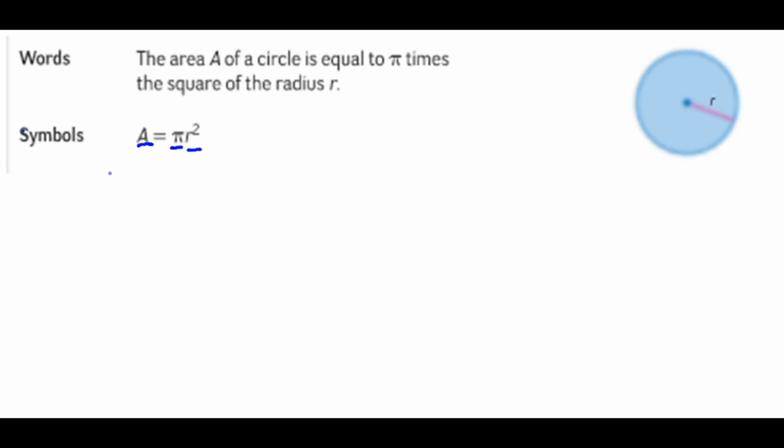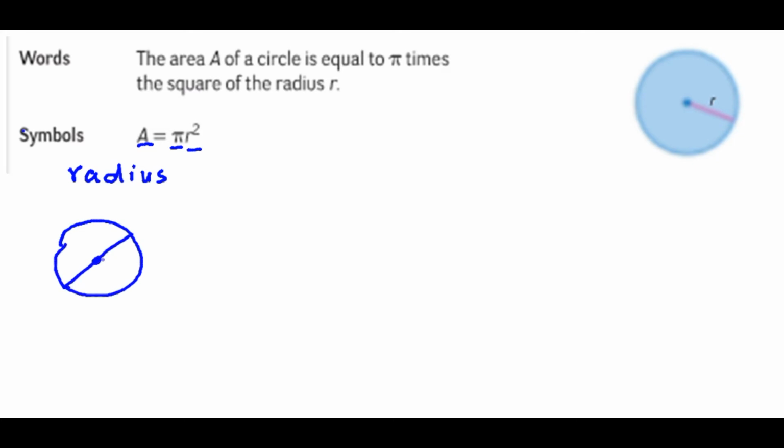To find the area of the circle, what do we need? We need the radius of the circle only. So if we have the radius of the circle, we can find the area of the circle by using this formula. In some of the questions you may see that the circle will have a diameter.